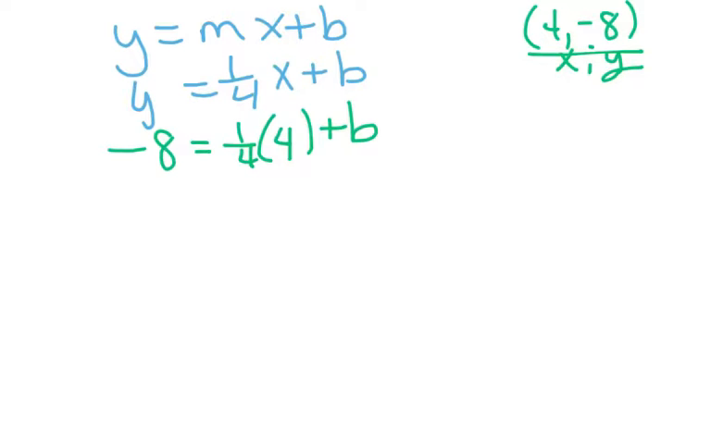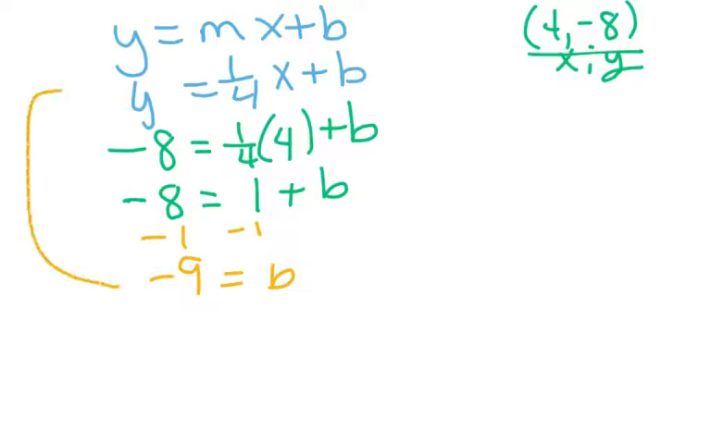Alright? So I have -8 equals 1/4 of 4, which is 1, plus b. I'm going to subtract 1 from both sides. So b is -9. Now I'm just going to plug my b back into this equation. So I have y equals 1/4 x minus 9.